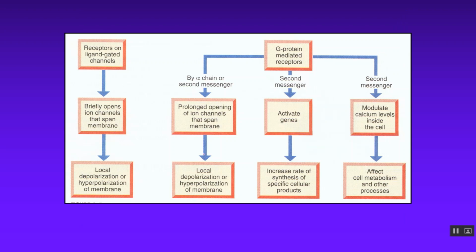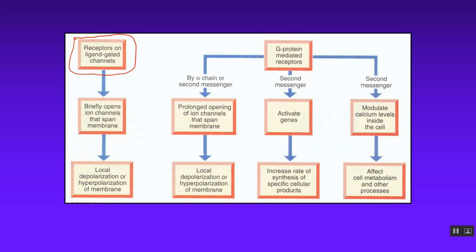Okay, so in your book, they have a kind of breakdown like this. We have our traditional neurotransmitter, fast-acting, which binds to a ligand-gated sodium channel or a chloride channel, whatever kind of channel you want. It opens it up. It allows positive or negative ions to flow in, and that can cause local depolarization or hyperpolarization. Fast-acting neurotransmitter. That's the one we typically think of when we talk about nerves talking to each other.